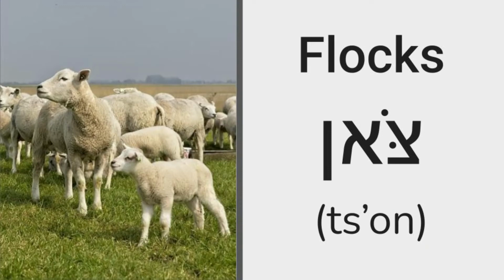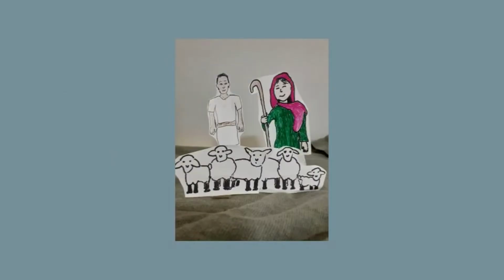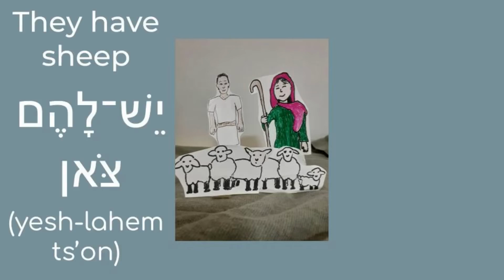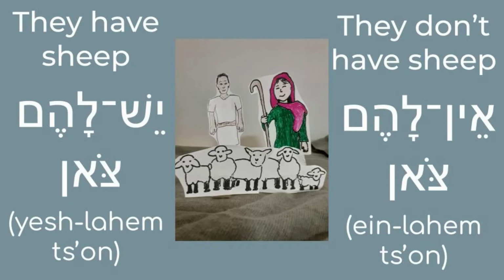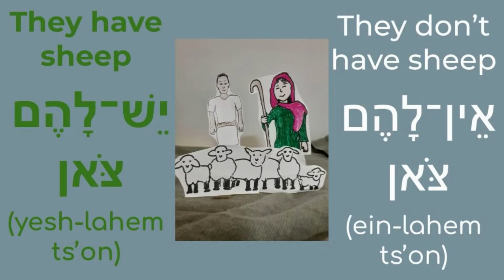Now let's learn a couple more words. One word used a lot in today's chapter is zon, which means sheep or flocks. Repeat it after me. Zon. Zon. Now look at the picture on the screen. Do these people have sheep? If they do, say yesh lahem, they have zon, sheep. Yesh lahem zon. And if they don't, say ein lahem, they don't have zon, sheep. Ein lahem zon. These people do have sheep, so the answer is yesh lahem zon.